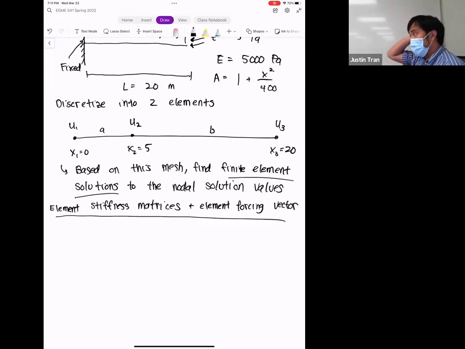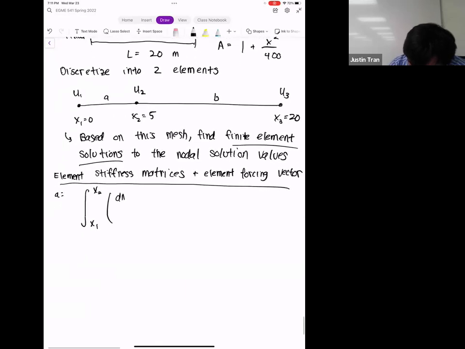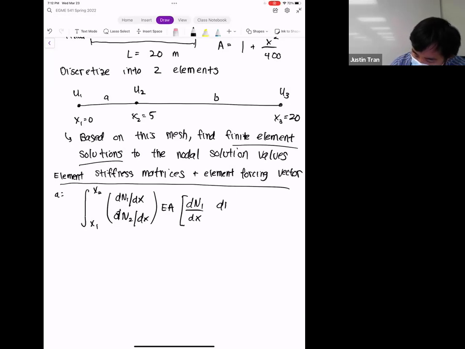Okay, and we're going to do this twice. We're going to do it for element 1, or element A, and for element B. All right, so let's start with element A. For element A, the element stiffness matrix is equal to the integral from x1 to x2 of the vector dN1/dx, dN2/dx, right? Remember, these are the shape functions, multiplied by E times A, then the row vector dN1/dx, dN2/dx, dx.